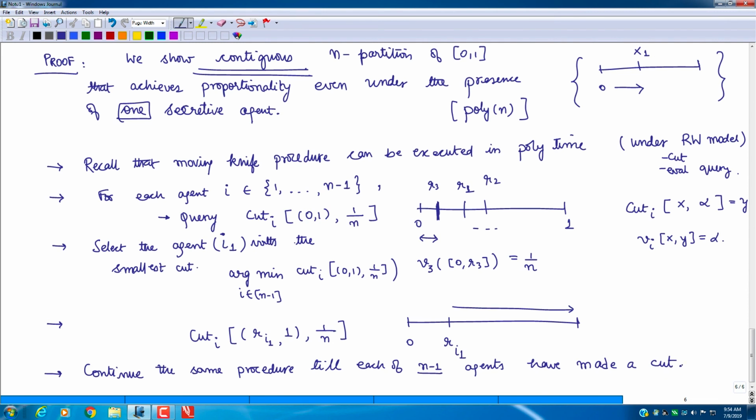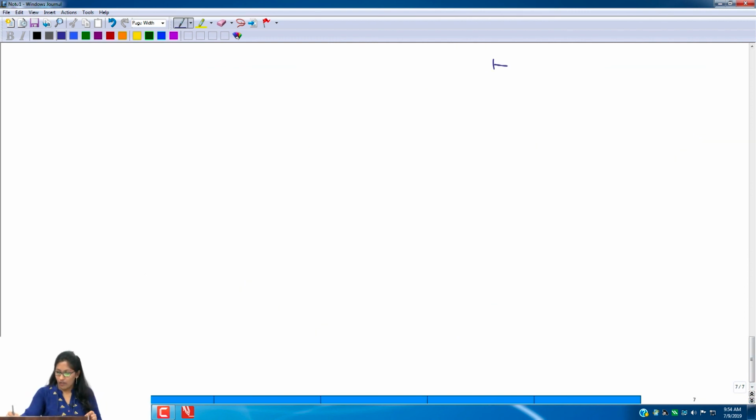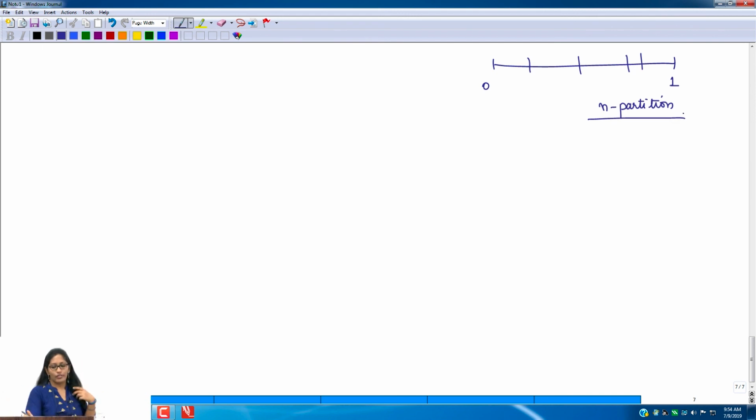So what will this give me? You will have n minus 1 cuts on the cake and therefore you'll have an n partition, right? So now what I have is 0, 1 and n minus 1 cuts. So these are n minus 1 cuts and therefore this is an n partition. So I have n contiguous pieces and now I need to somehow allocate them, and I'll see how to allocate them.